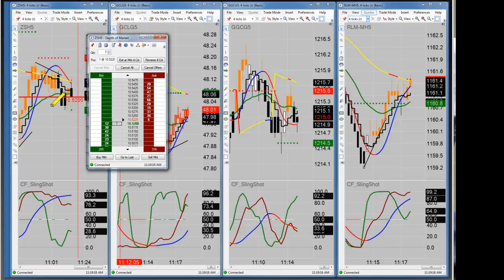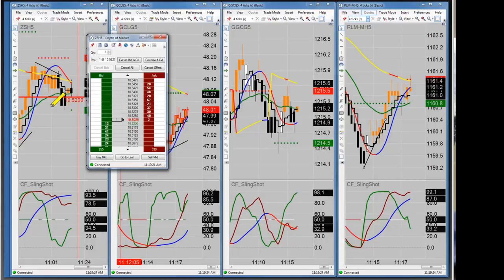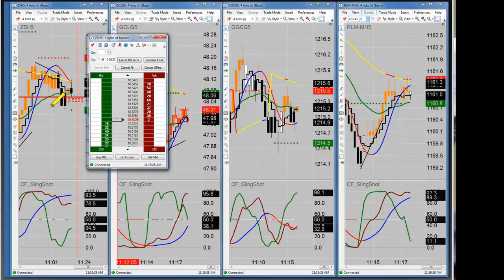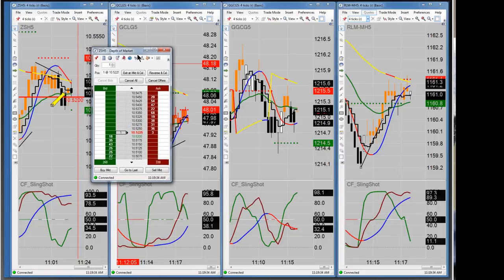So currently, guys, we are plus 14 on the Russell, plus 31 on crude, minus 8 on gas, and minus 14 on gold. And we got this open trade here on soybeans.